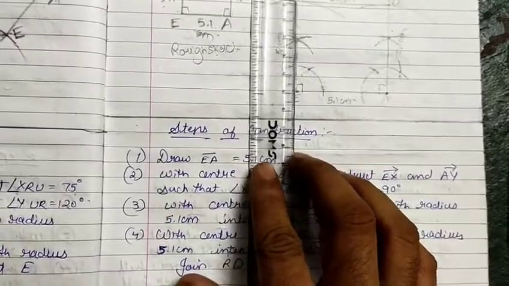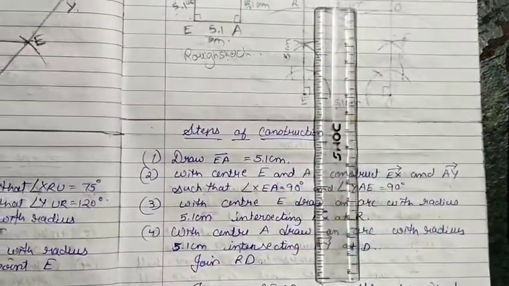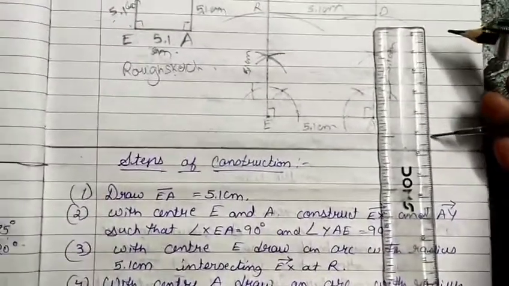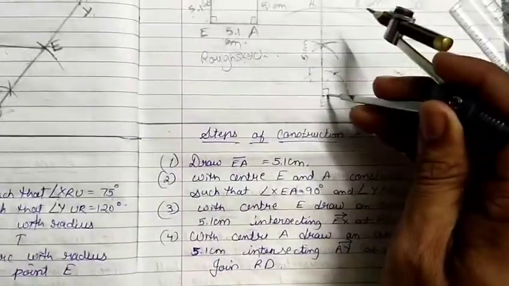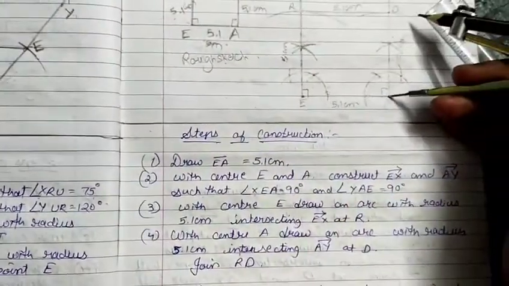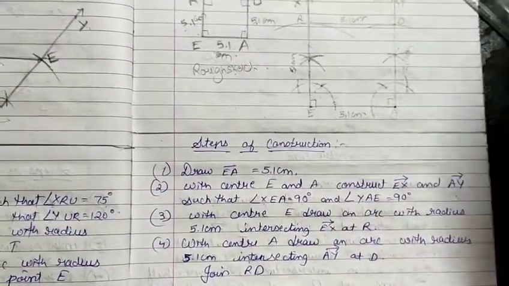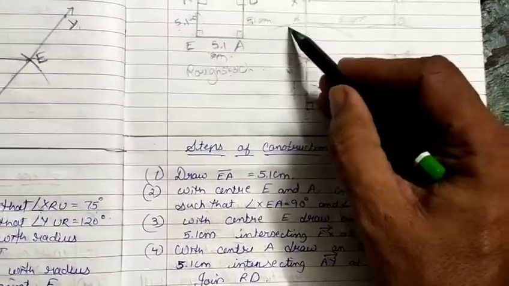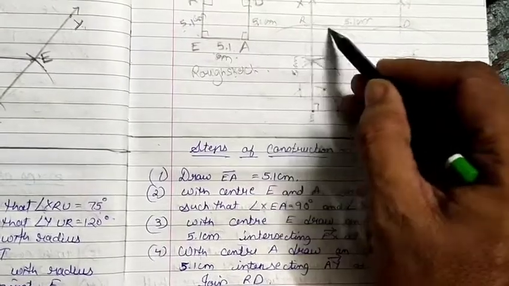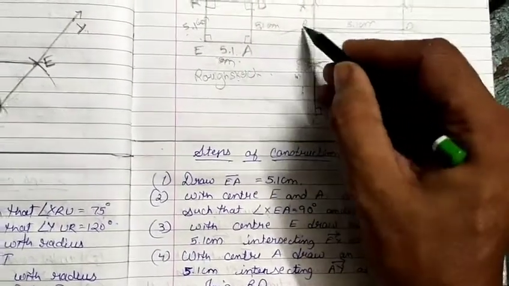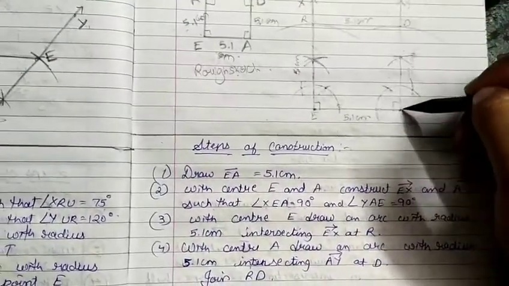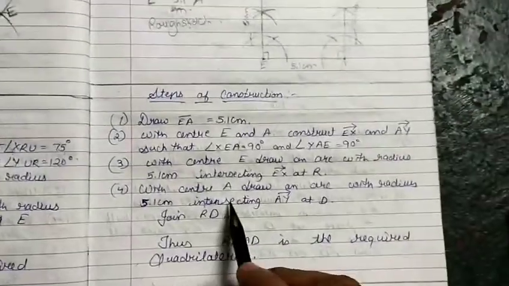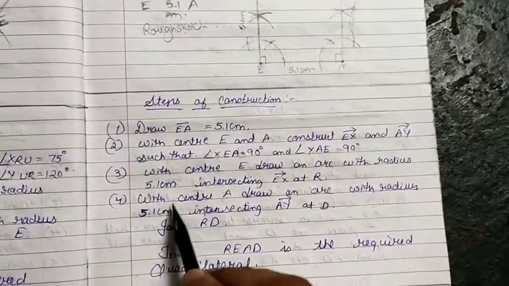Either you place your scale and draw an arc, or get 5.1 with your compass and place it on E and draw an arc, and place it on A and draw an arc. This is how. While placing on E, wherever it intersects this ray, name it R, and wherever it intersects ray AY, name it D. Now this step also we will write together, or you can write separately.